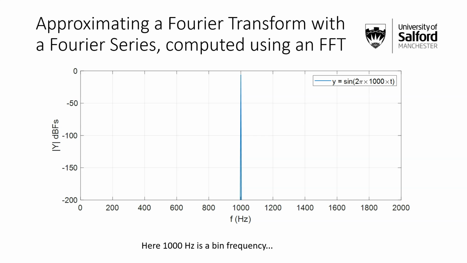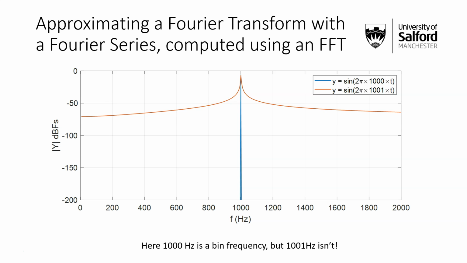But what happens if we shift just a tiny bit to 1001 Hertz, which isn't a bin frequency? Well, now we see this, which is that we've still got the peak in the right place, but we've got loads of energy turning up in all sorts of other frequencies, even frequencies miles away from 1 kilohertz, down to 0 hertz, up to 2k. We're about 60 or 70 dB down, but it's not insignificant.